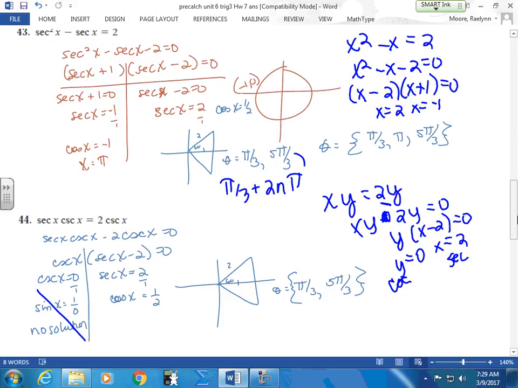X equals. I tend to use theta, don't ask me why. I don't know why. I hate when they use x.